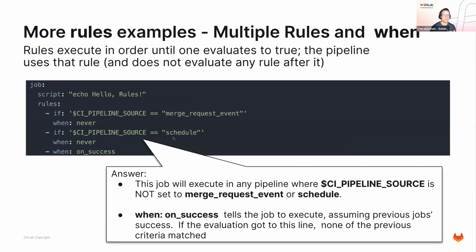Now, another example: you can use multiple rules, and you can define multiple wins for each one of these rules. So, for example, here we see various different rules, each with their own when. Basically, the evaluation goes from beginning to end, and once something is matched, it will skip the rest. And one thing that we can see here too is the when on success keyword, that only executes if all previous jobs are successful.